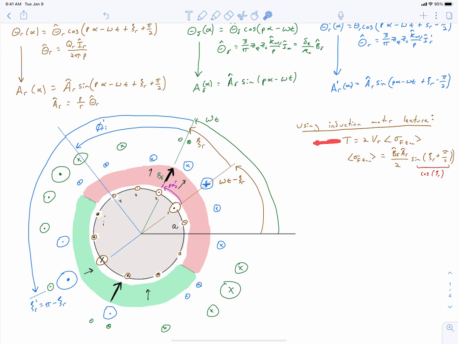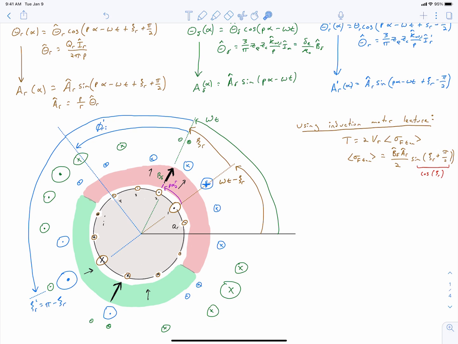We had this expression here, which was that our torque is equal to 2 times the volume of our rotor times our average shear stress. And this is a very familiar quantity to us at this point. That's what we have always found when we're doing our machine sizing equations. And we found that the average shear stress was equal to our magnetic loading times our rotor's electric loading divided by 2, and then times the sine of this angle, zeta r, our rotor impedance angle, plus pi by 2. And I'm noting here that this is simply equal to the cosine of zeta r.